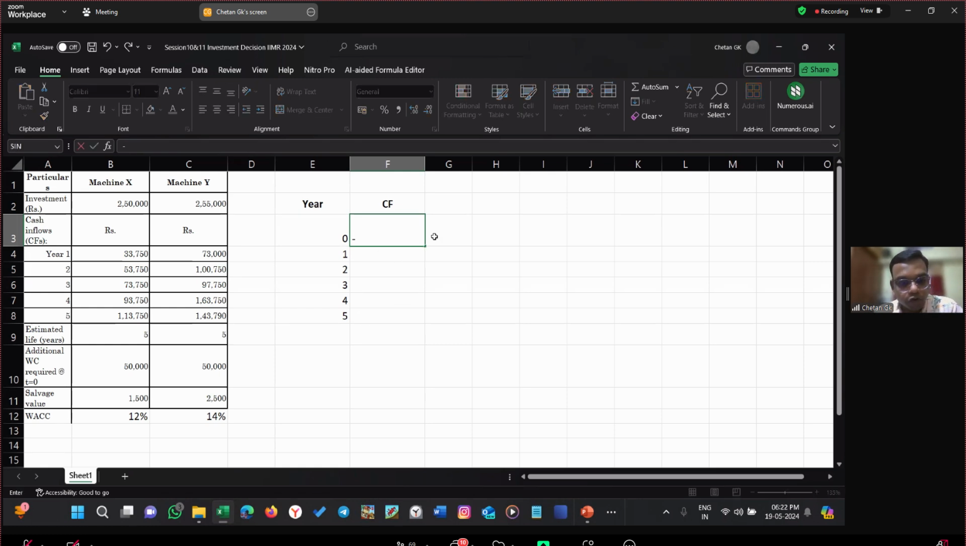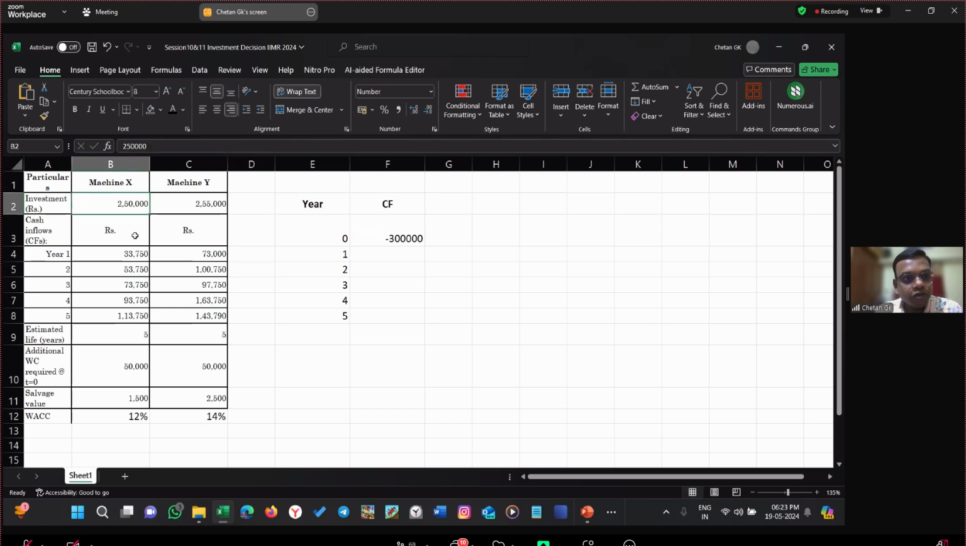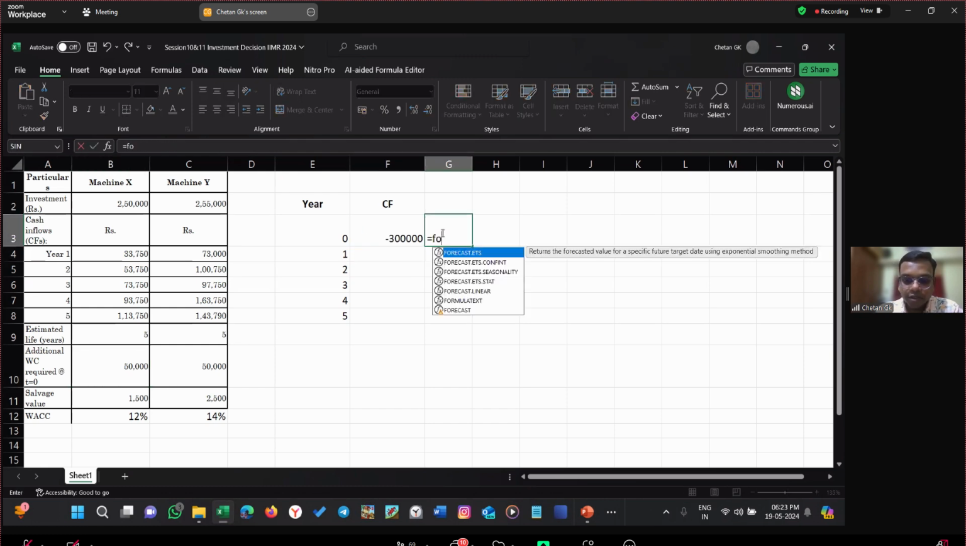It is minus 2,50,000, correct? Plus what? So you can see the additional working capital required. We have to be accounting for that as well. So total, how much we have expended? Investment is 2,50,000 plus additional working capital required is 50,000. We added both of them and we got 3 lakhs. Clear? Any doubts here?